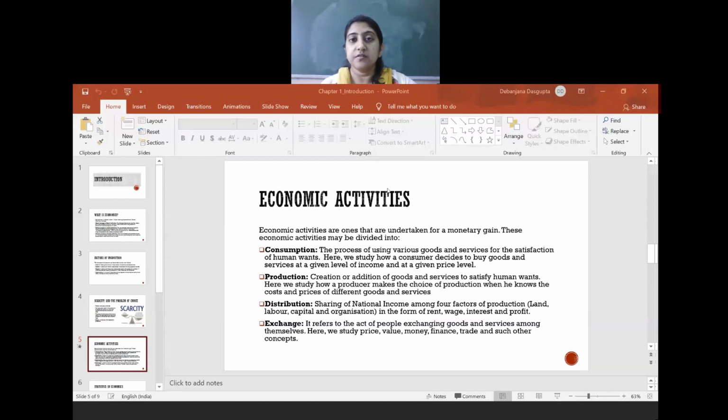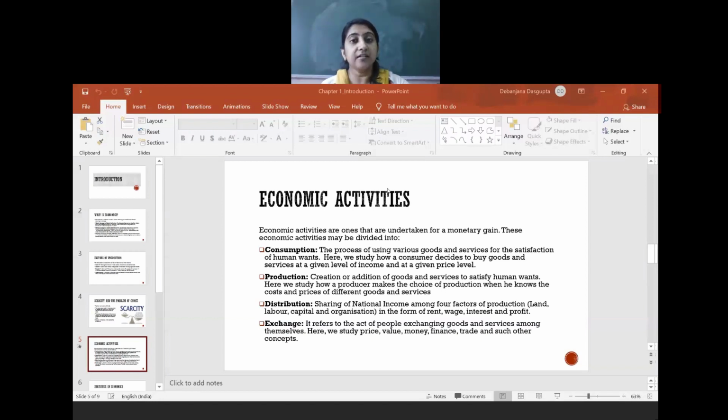Similar is the case of distribution in an economy. Now what happens in economics? Here by distribution we mean the distribution of national income. So how do we distribute this national income? We will see the contribution of the factors of production, that is land, labor, capital and entrepreneurship, and the national income will get distributed among all the factors of production in terms of some return.